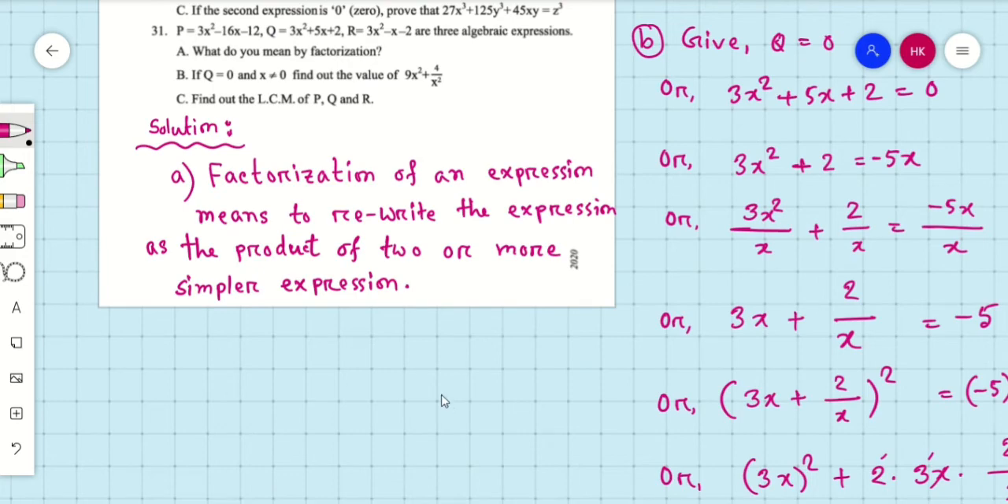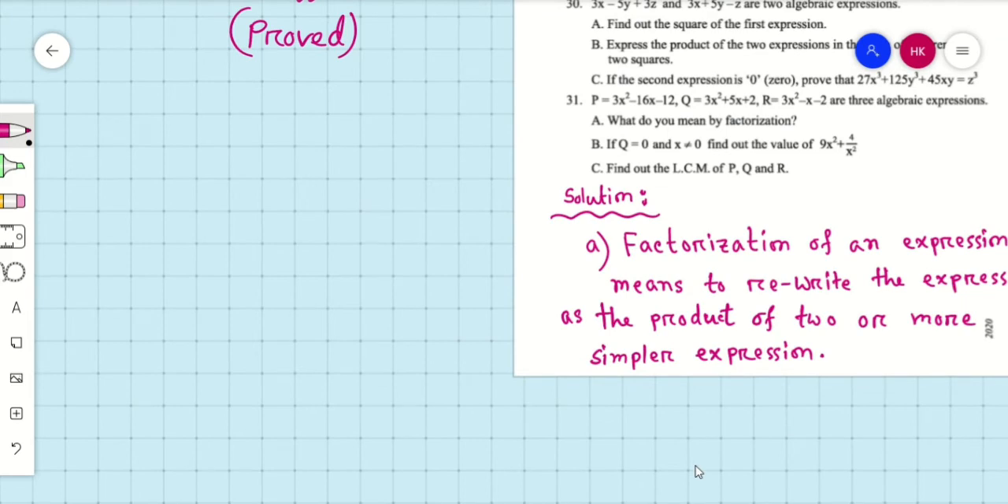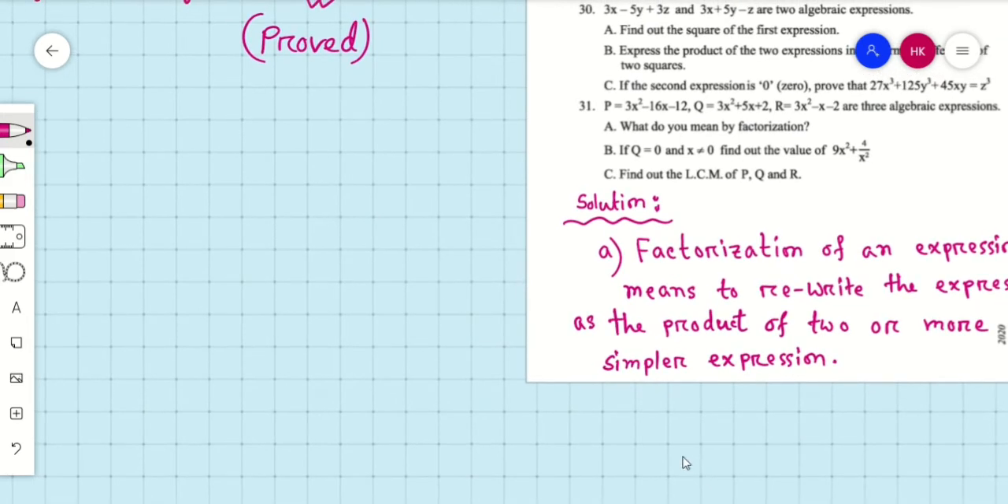Now we move on to our next question, question number 31. Find out the LCM of P, Q and R. Here there are three expressions, right? So in these three expressions we need to find the LCM. So at first we write the first expression, which is equal to 3x square minus 16x plus minus 12. So we need to factorize this one.